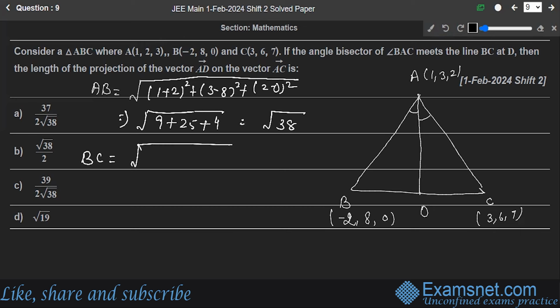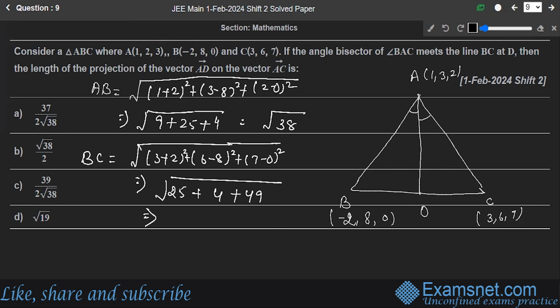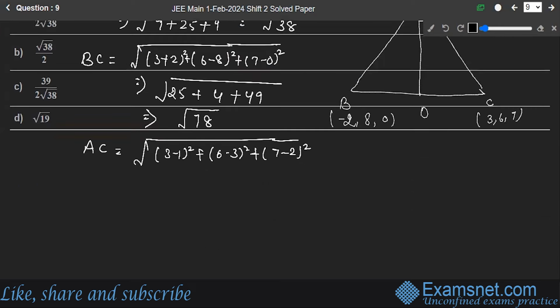And what will be BC equal to? BC will be given by (3 plus 2) squared, (6 minus 8) squared, (7 minus 0) squared. This will be equal to root of 25, 4, and 49, so this is 78, root of 78. And let's check AC. AC is equal to (3 minus 1), (6 minus 3), (7 minus 2) squared, which is 4, 9, and 25, which is root of 38.